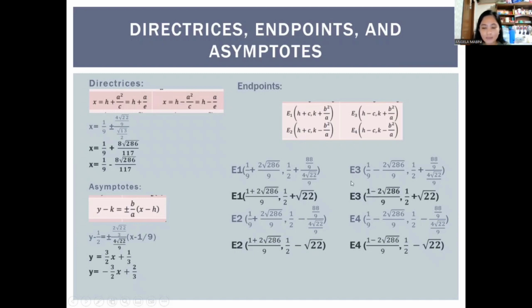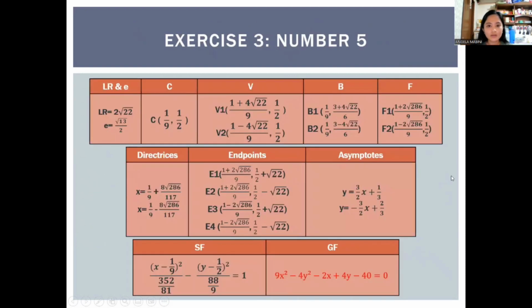And yung pangatlo nating endpoints, which is yung 1 minus 2 square root of 286 all over 9, comma 1 half plus square root of 22. And yung last endpoint natin is 1 minus 2 square root of 286 over 9, comma 1 half minus square root of 22. So ngayon na nahanap na natin lahat ng missing na value, ito yung summary ng answers sa number 5.